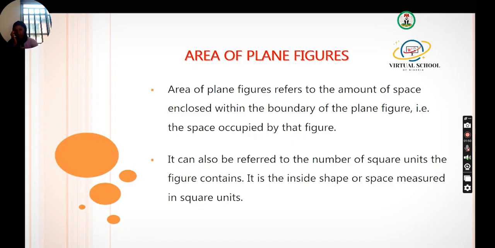Now, area of plane figures refers to the amount of space enclosed within the boundary of a plane figure, that is the space occupied by that figure. Now, your football pitch has a lining, it has a measurement, which is being used to demarcate the main football pitch from the outside line, or say the throw-ins. When the football player wants to throw, he stands on the line. And that line forms the demarcation or the boundary on that football pitch.